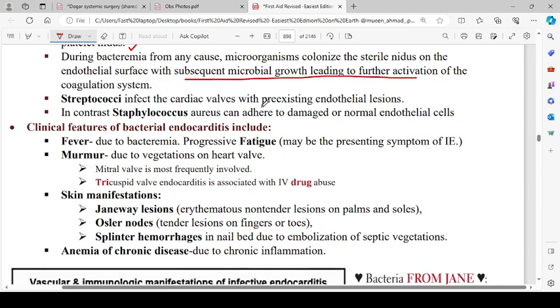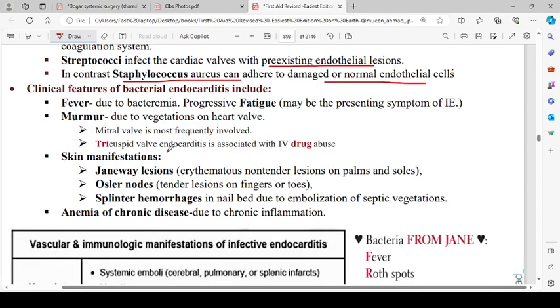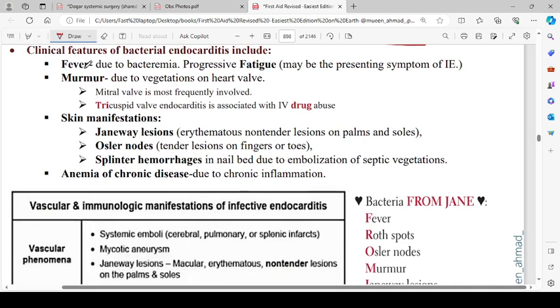Streptococci infect the cardiac valves with pre-existing endothelial lesions. In contrast, Staphylococcus aureus can adhere to damaged or normal endothelial cells. The clinical features of bacterial endocarditis include fever, murmur, skin manifestations, and anemia. So, firstly, we'll talk about the fever. Fever is due to bacteremia. Progressive fatigue may be the presenting symptom of infective endocarditis. Murmur is due to vegetation on the heart valve. Mitral valve is most frequently involved. Tricuspid valve endocarditis is associated with IV drug abuse.